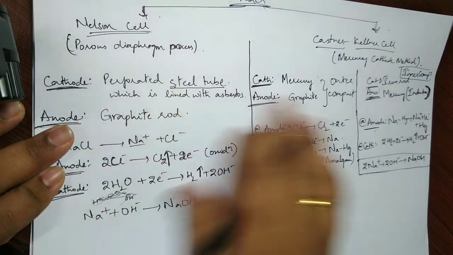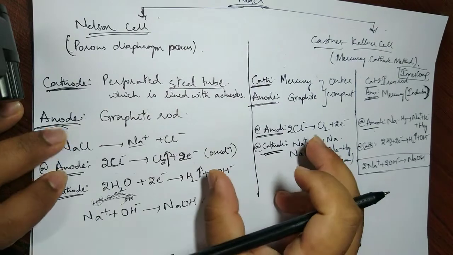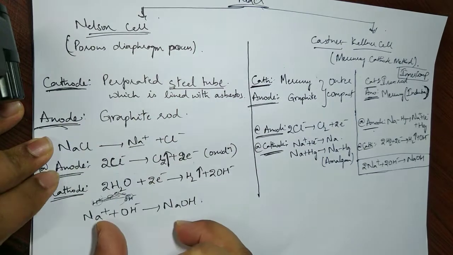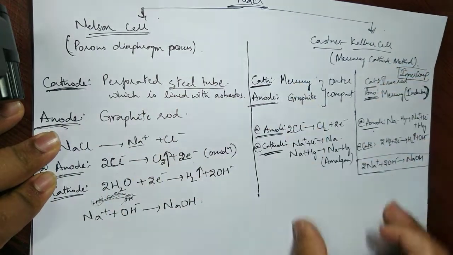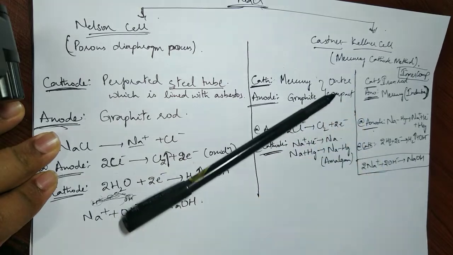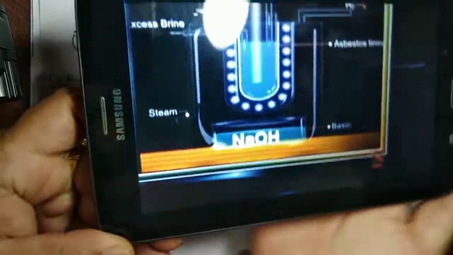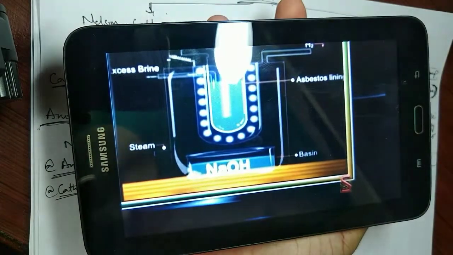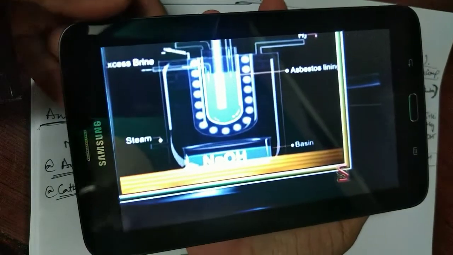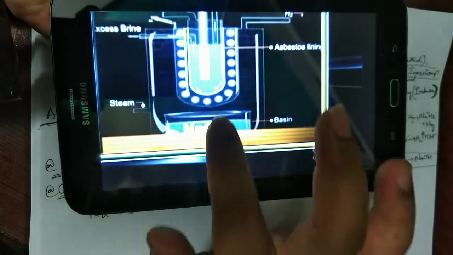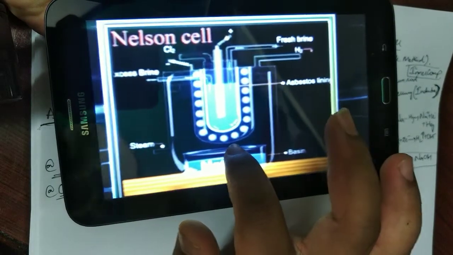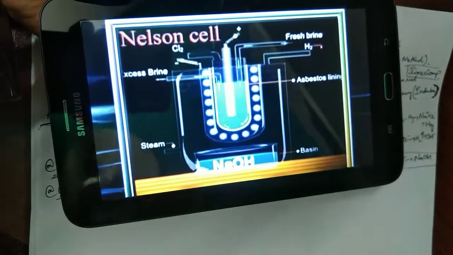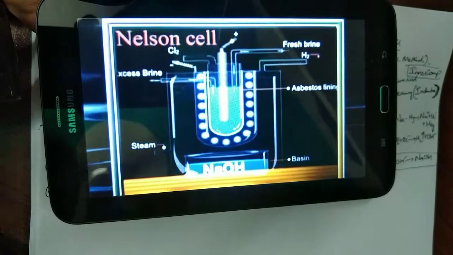Now of course I will be sharing the video of how the cell looks and how it functions. Just a second. Alright, so this is how our Nelson cell looks like. Let me switch off the light. I hope it is visible. So this is how the Nelson cell looks like, and I'll explain it here itself. Of course I'll send the animation video, in which you'll clearly understand.